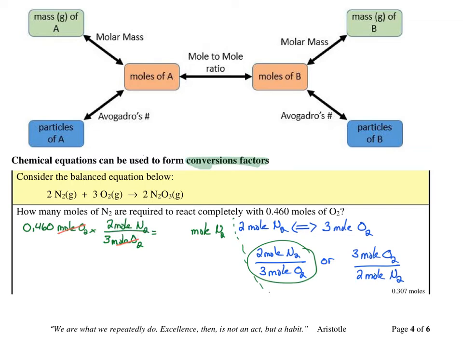We can do the math. So it's 0.460 times 2 divided by 3. So we get our calculator answer. Now we can go back and look at our sig figs. Our first number here, 0.460, has 3 sig figs. Our mole-to-mole conversion factor is exact, which essentially means it has an infinite number of sig figs, or in other words, it does not affect the sig figs in the answer.